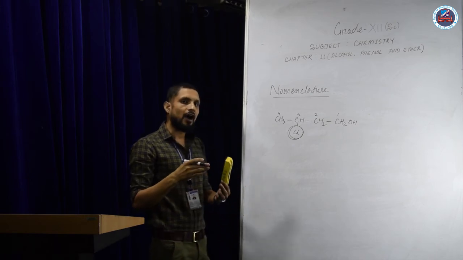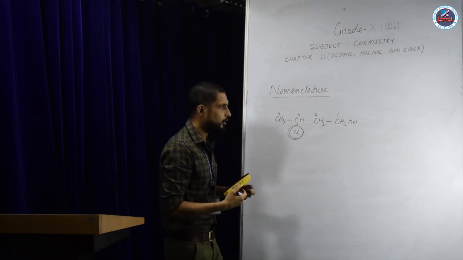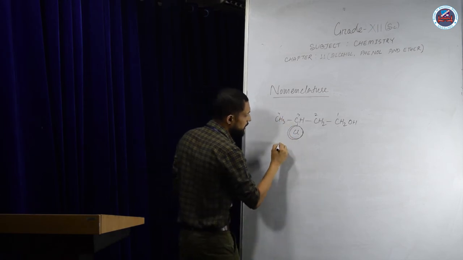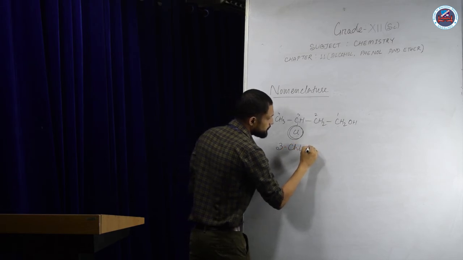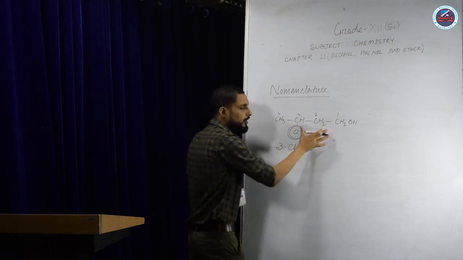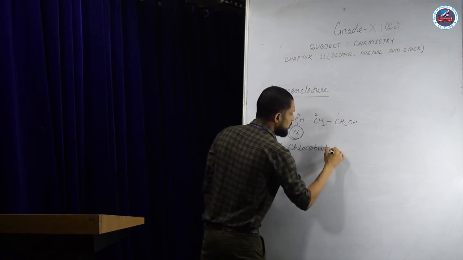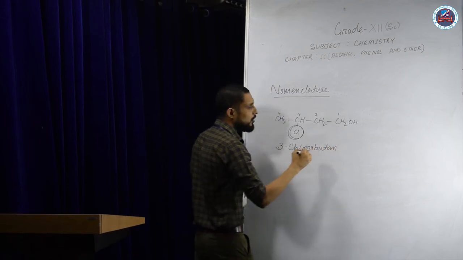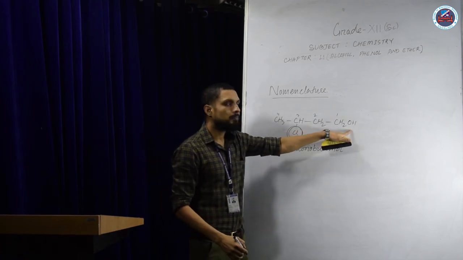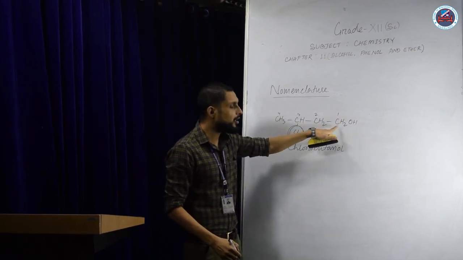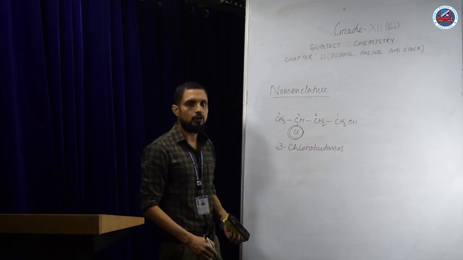So whenever we write the IUPAC name, we start with the substituent. So we'll first write the name of the substituent, that is 3-chloro. Now in the chain you have 4 carbon atoms, so it's butane. E is replaced by ol. Since OH is present at the terminal carbon, it's not necessary to mention the position of the OH group.